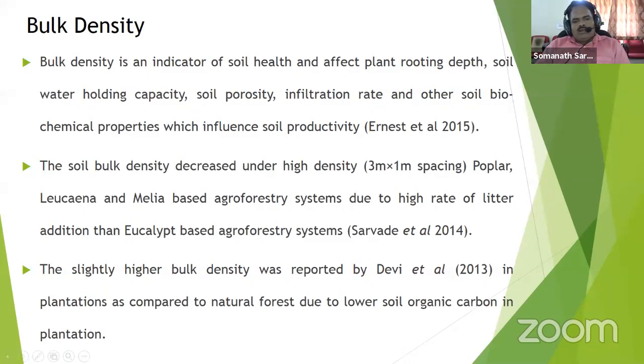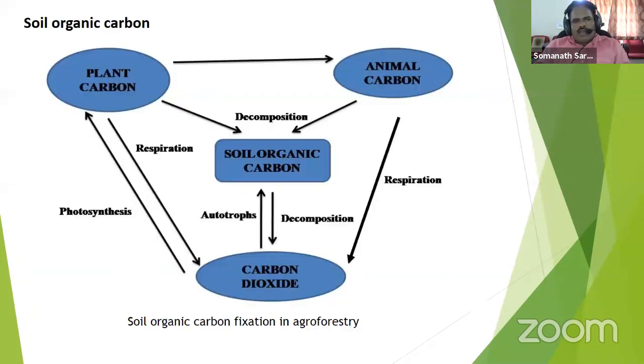Slightly higher bulk density was reported by Devi et al. in 2013 in plantations as compared to the natural forest, due to the lower soil organic carbon in plantations. Plantations are managed ecosystems as compared to the natural forest. The natural forest adds more leaf litter in the soils as compared to the plantations. So the natural forest has lower bulk density as compared to the plantations, and addition of the soil organic carbon, or the addition of carbon in the soils.